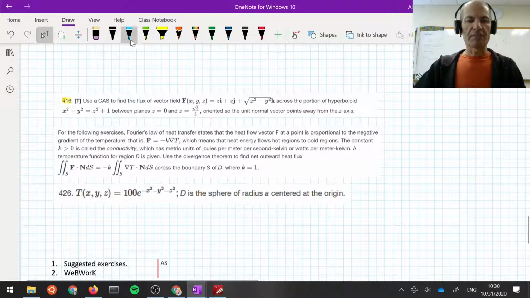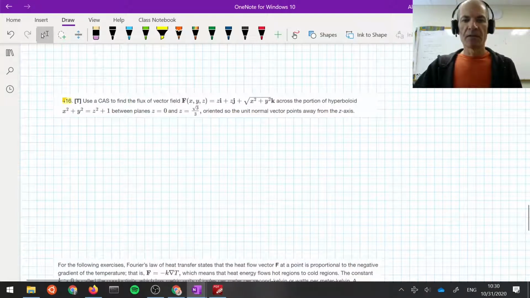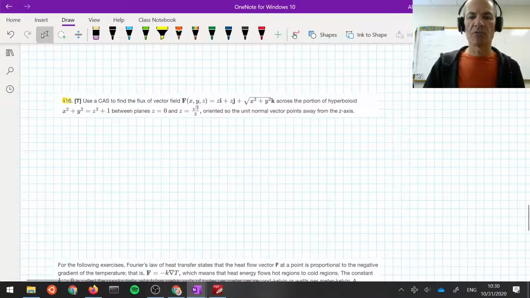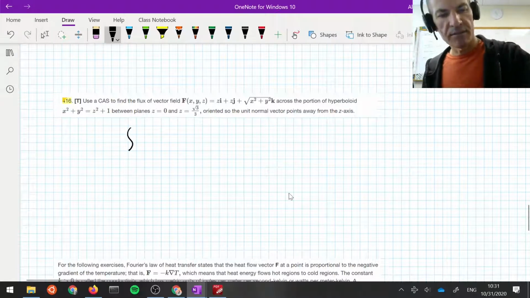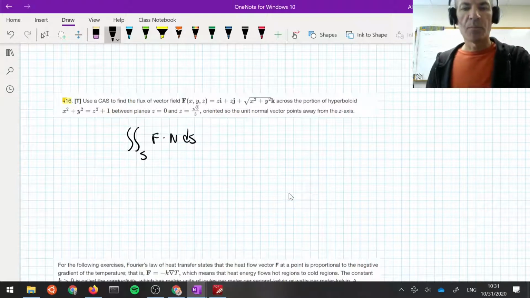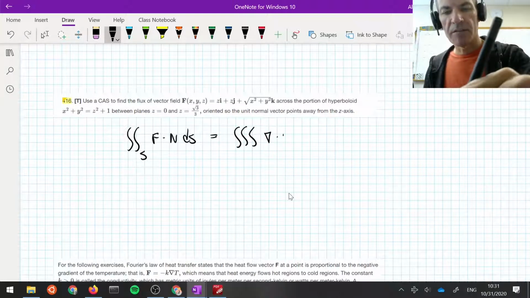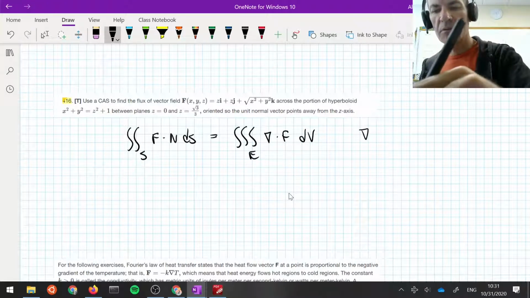Problem 416. So here we're trying to find the flux of this vector field across the part of the hyperboloid between the planes 0 and the square root of 3 over 3. Now, it's always a good idea. Here's the surface, F dot n dS. The portion of this hyperboloid, we know that the divergence theorem applies. And it's often a good idea to, and as you've seen me do, compute the divergence first.